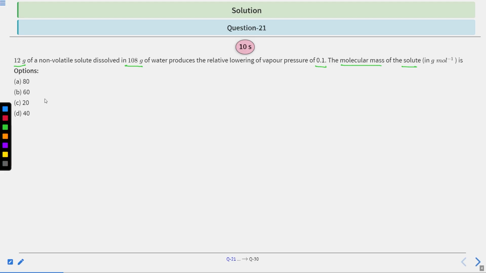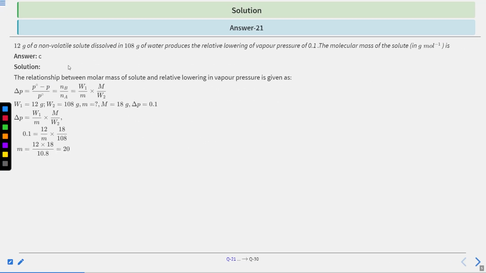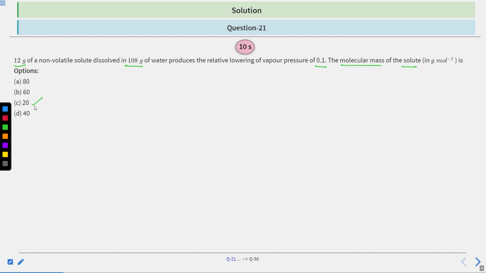So you have 10 seconds to solve this question. After that, we will see the answer. Okay, so the correct answer is option C, which is 20.